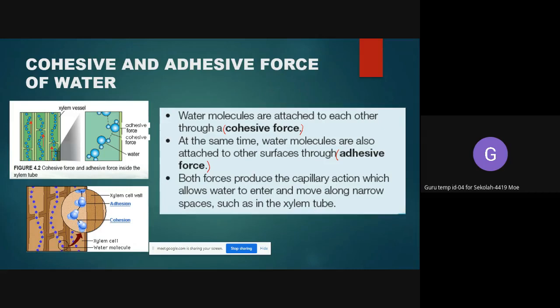So cohesive force adalah daya apabila water molecule melekat di antara satu sama lain. Adhesive force pula adalah daya apabila water molecule melekat pada permukaan yang lain. Contohnya macam ni lah. Adhesive force, water molecule melekat pada permukaan ni. Cohesive force, daya apabila water molecule melekat di antara satu sama lain.